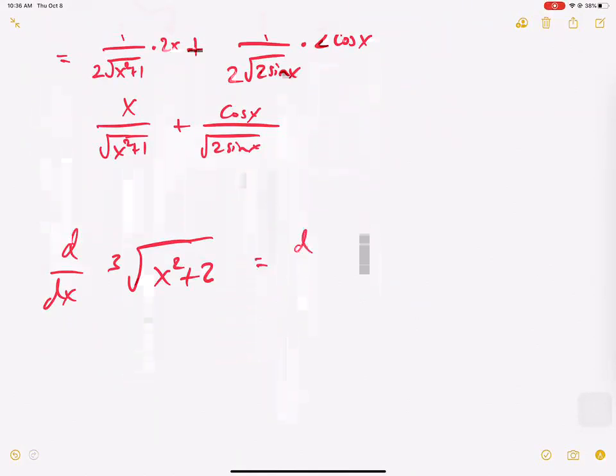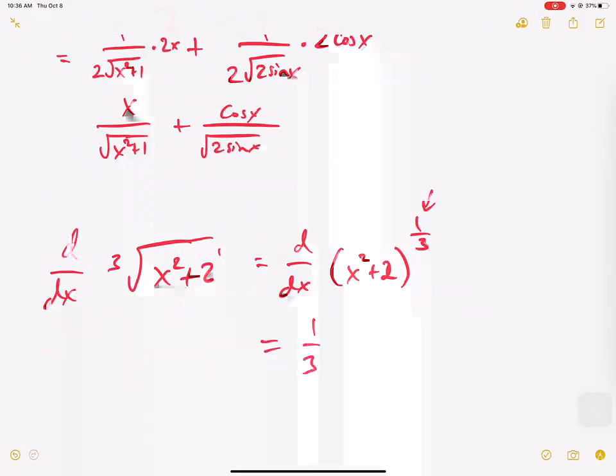This can be rewritten as d over dx of x squared plus 2 to the 1/3 power, because I have 1 out of 3. So knowing how to do it multiple ways is important. Okay, so 1/3, that's the power rule. This is chain rule. There's a power. That becomes 1/3. And we're going to write x squared plus 2.